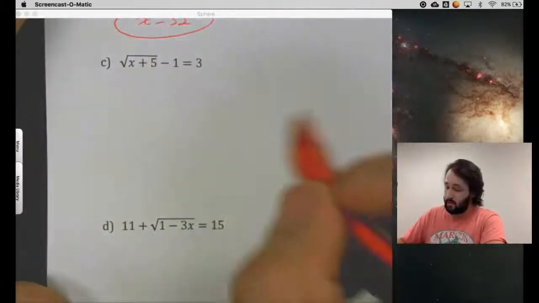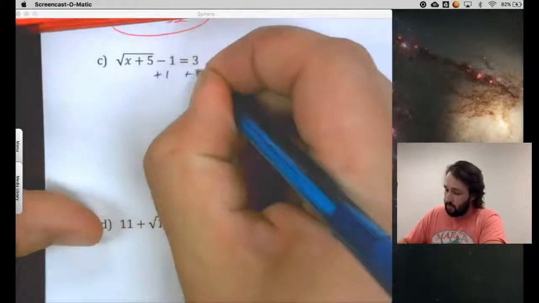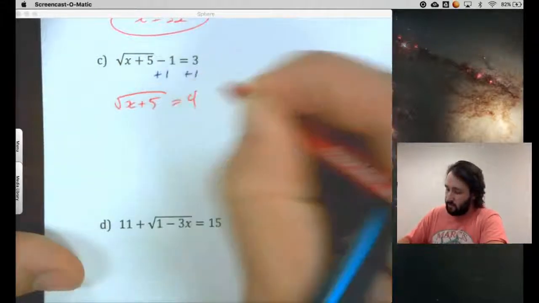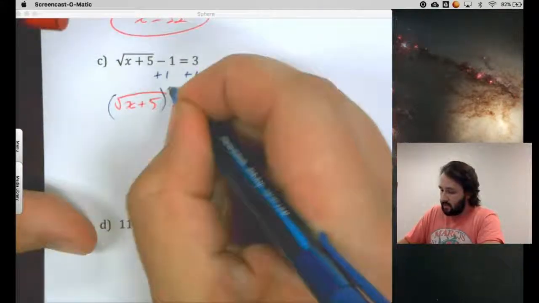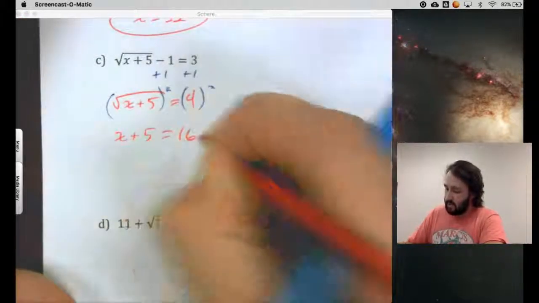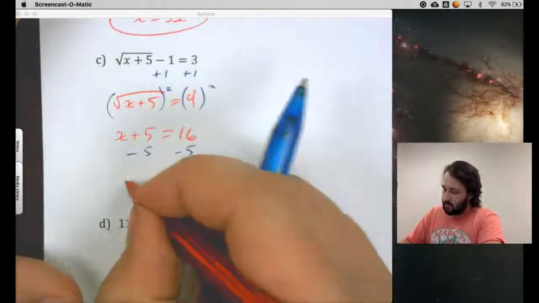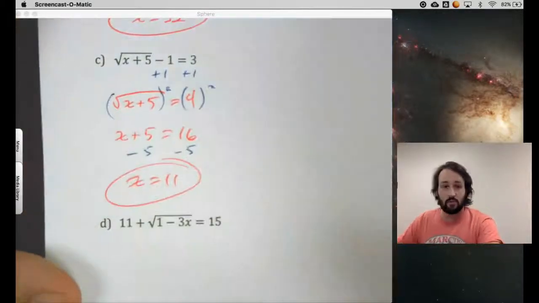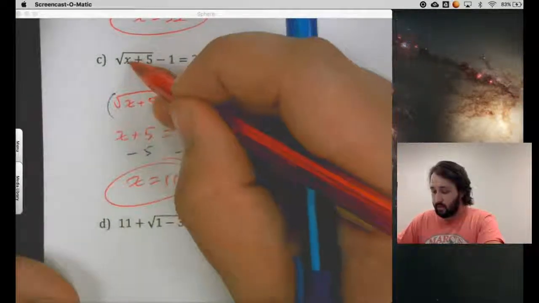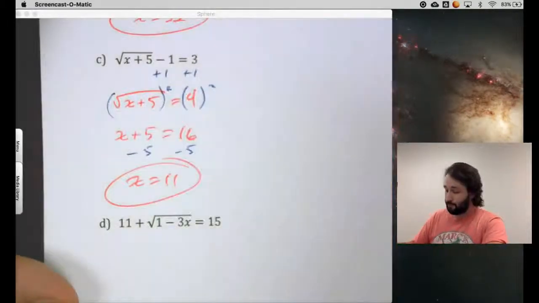All right. So here, get the square root by itself. I'm going to add 1 to both sides, so plus 1, plus 1. So this would be square root of x plus 5 equals 4. And then I can square both sides. So this will be x plus 5 equals 16. And then I just need to subtract that 5 over so that x equals 11. Again, check your solution. Make sure you're taking the square root of a positive number. If I put in 11, 11 plus 5 is 16, positive. So I know that is good to go.